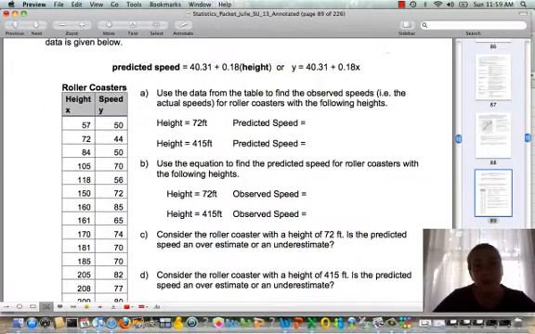So now there's a typo in here. I want you to work on the predicted speed in part A, but I accidentally typed observed speed in the top. So let's go ahead and show that these should be flip-flopped. Okay. So for the height of 72, we want to use our prediction equation or our regression equation to calculate out the predicted speed.